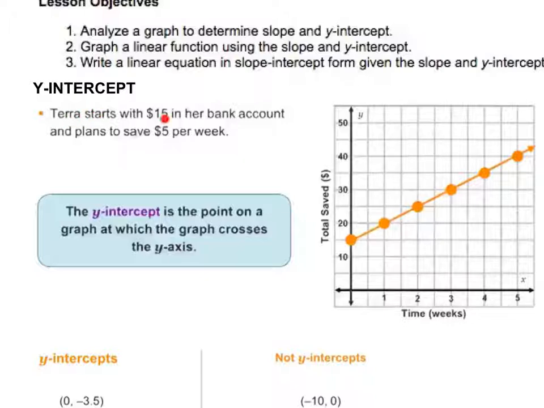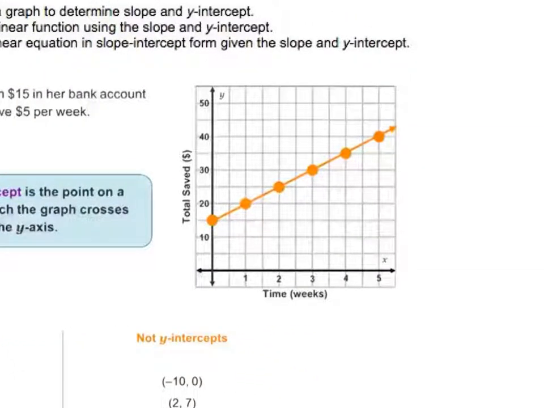So Tara starts with $15 in her bank account, and she plans to save $5 per week. So we can model this concept using this graph, and we talk about time in weeks, that's our x. Okay, and then total amount saved. And what we do is we can show that initially, Tara has $15 in her bank account, okay? And every week, she puts in $5 more, okay? And we show that by the slope here, okay? So every week, so $5, okay, every 1 week.